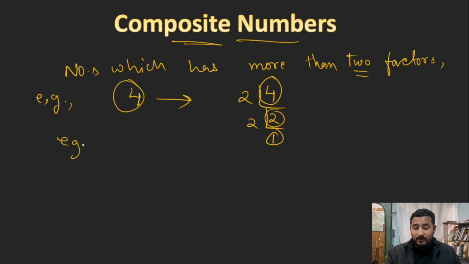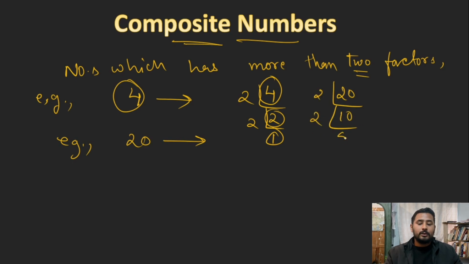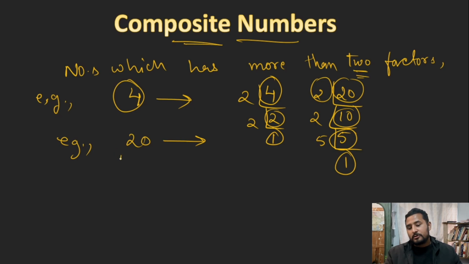Let's take another example. Say 20. Is 20 a composite number? So again, start with factorization. 2 into 10 is 20. 2 into 5 is 10. 5 into 1. So can you see it has 1, 2, 3, 4, 5 factors. It is more than 2. So this will also be a composite number. It is just the opposite.